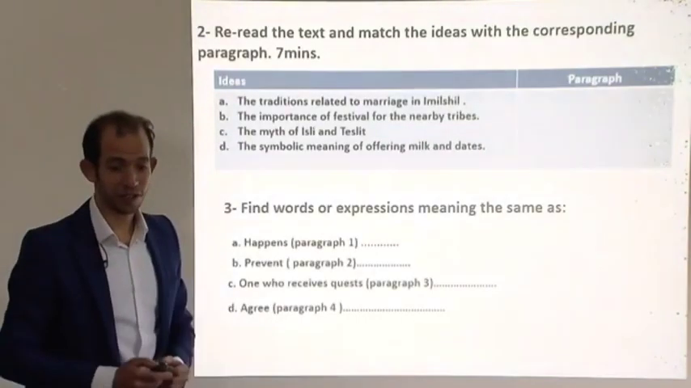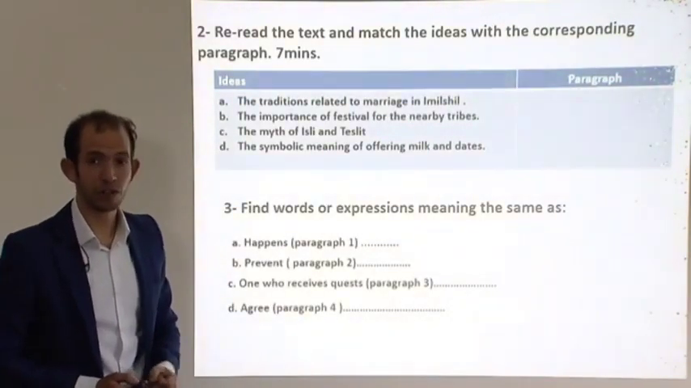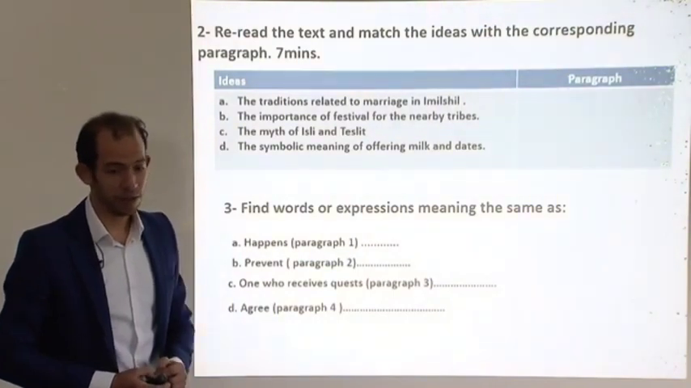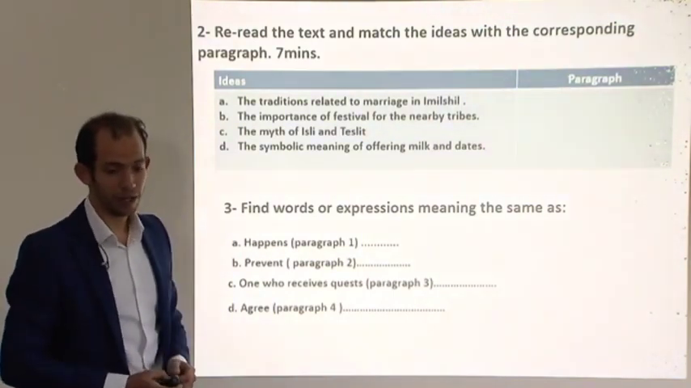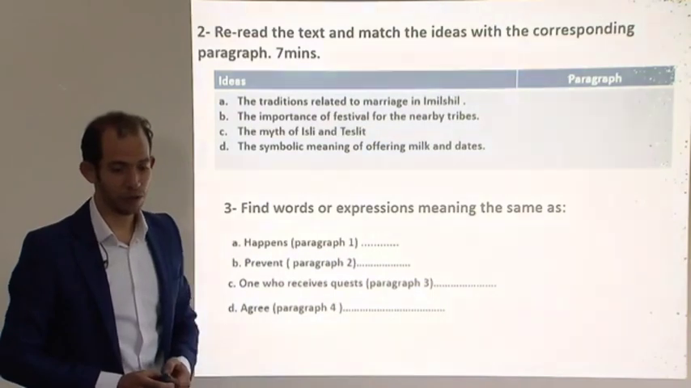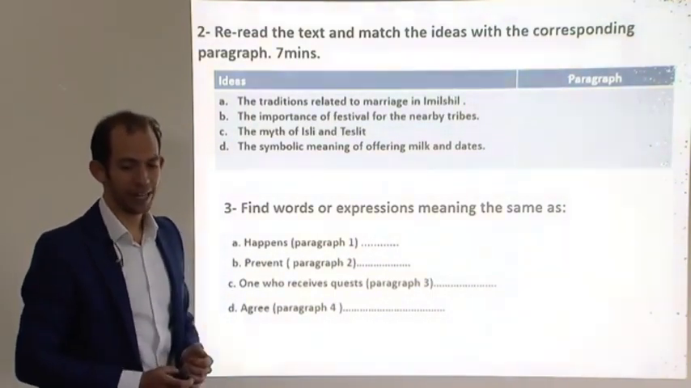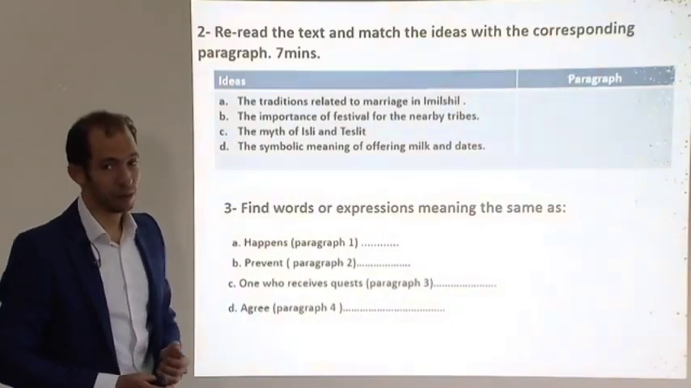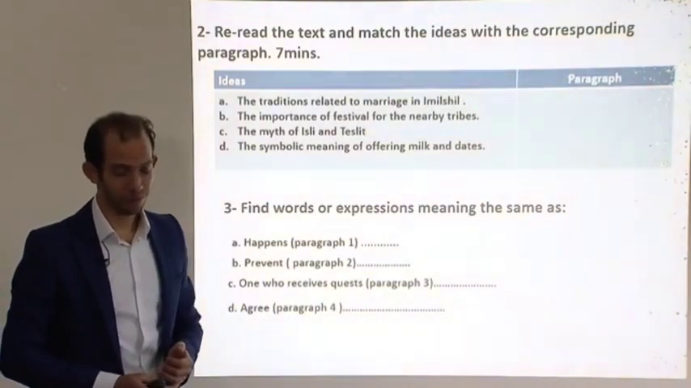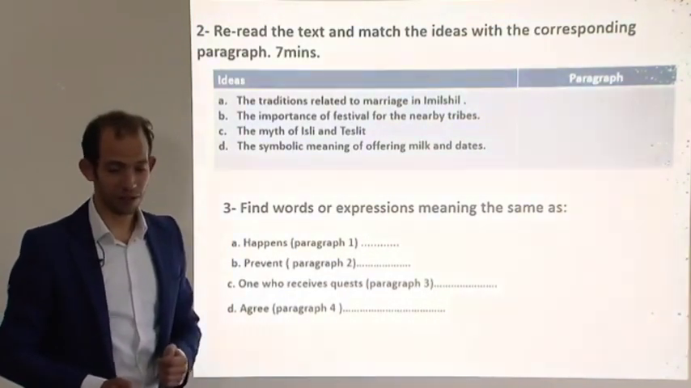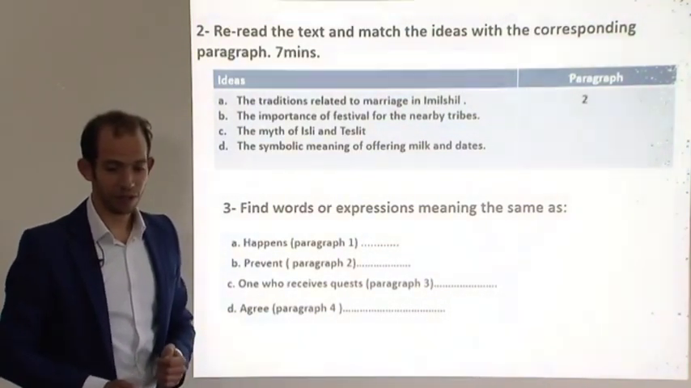So the next task is to find words or expressions meaning the same as happens in paragraph number 1, prevent in paragraph number 2, one who receives guests in paragraph number 3, and agree in paragraph number 4. So I suggest you have done all the exercises. So let's correct all together.